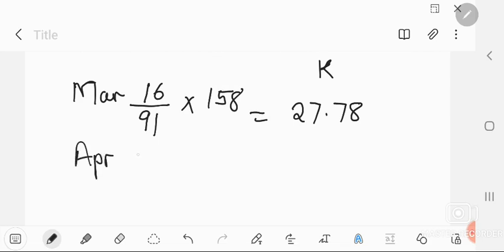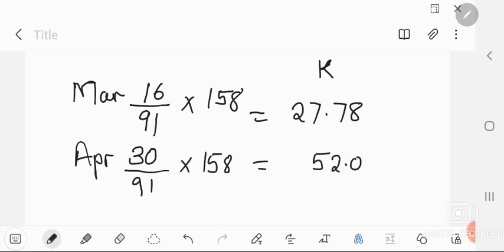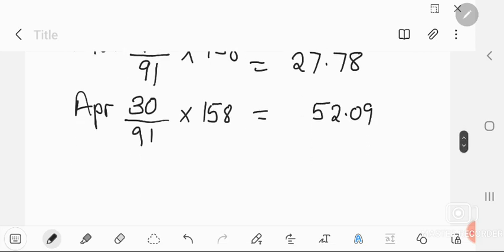Then now the month of April. What are you going to put for April? So for April it's the entire month. We started, it's the entire month, because you've seen the transaction started in March. So for April, you take the entire 30 days there to see how much will be paid for April, and then 158 again. This gives you 52.09. I'm just rounding off to 2 decimal places.